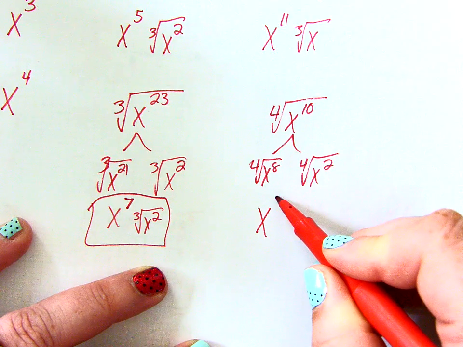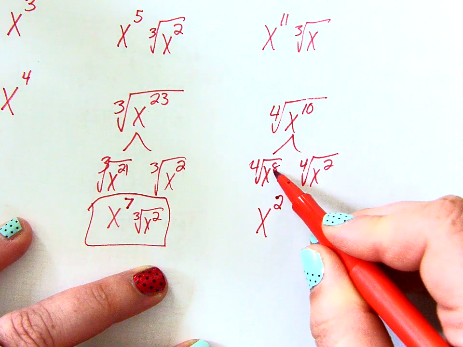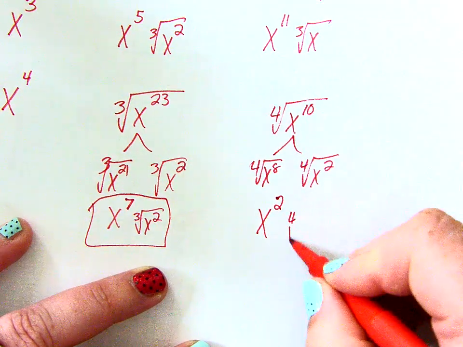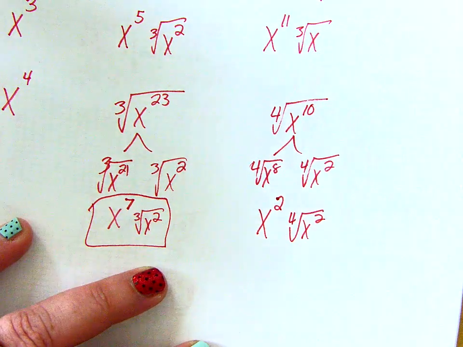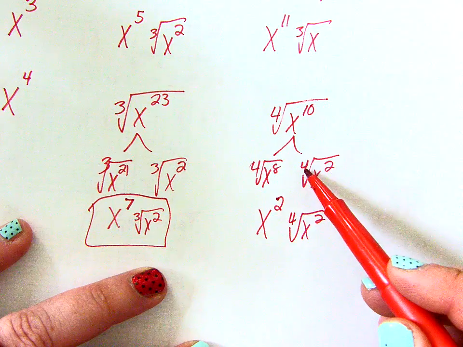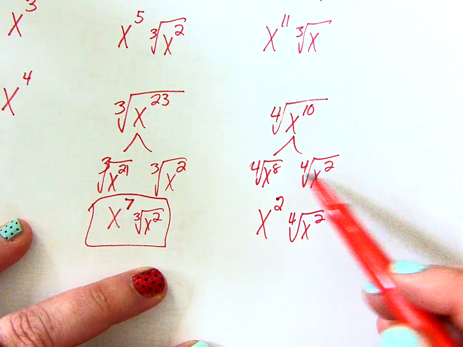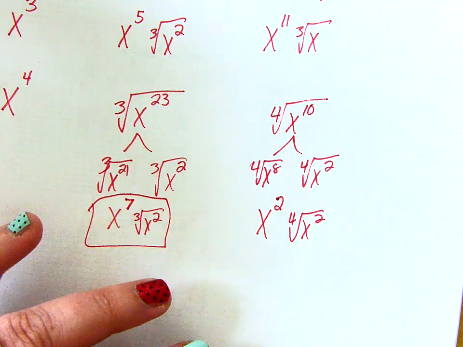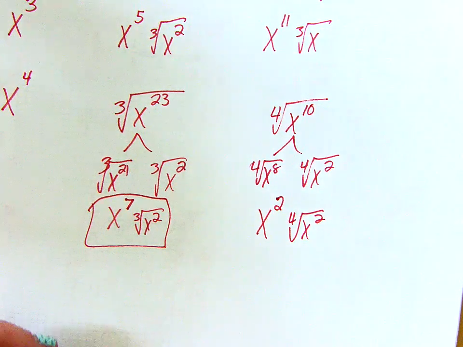X squared, right? You just do the exponent divided by the index. And then that just stays. How do you know if it stays? Because if you divide this, right, you're going to get a fraction. If the fraction's less than 1, there's nothing for you to do. It's already simplified. You can't make it any better than it is.